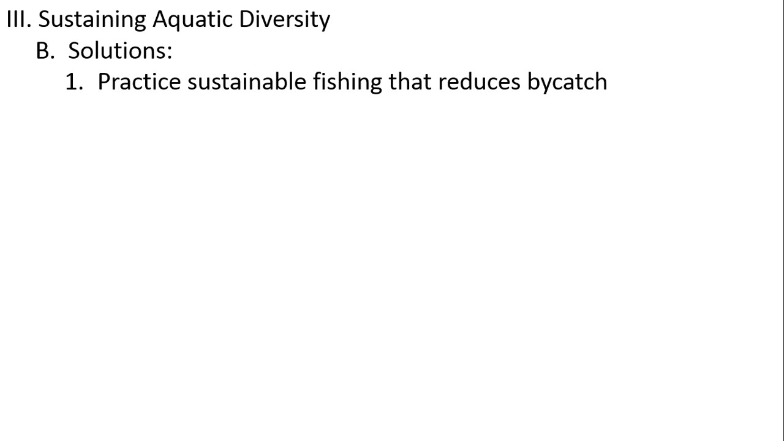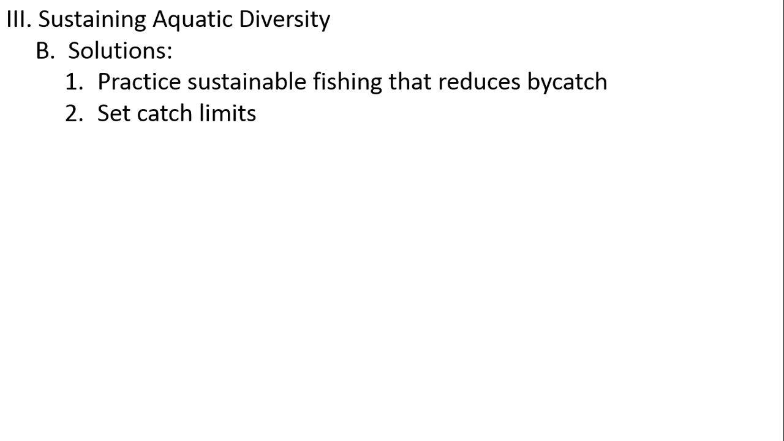Solutions to these problems include practicing sustainable fishing that reduces bycatch. If you notice, when you go to the beach, you see large shrimping vessels off the coast. They have these big booms that stick out to the side with large nets. Well, those nets actually are required to have trap doors in them for sea turtles. So if a sea turtle were to swim into that net, it has a way to get out of the net as well. That helps to reduce bycatch quite a bit.